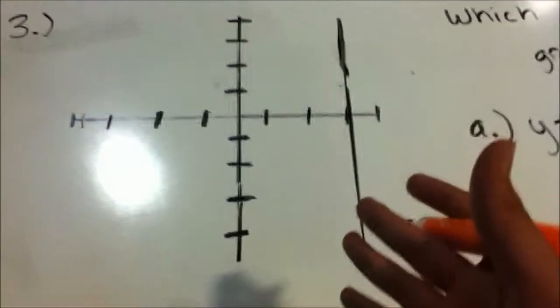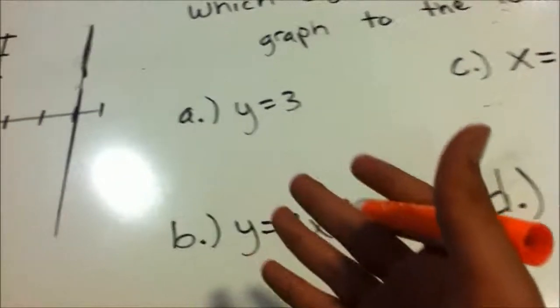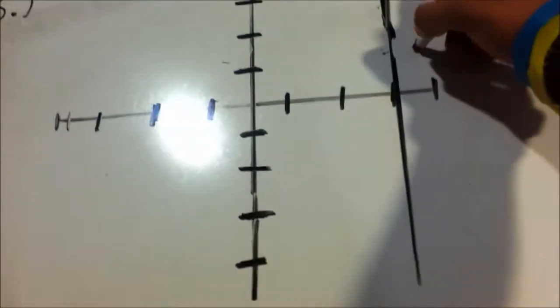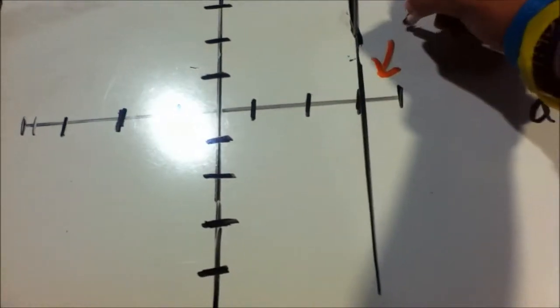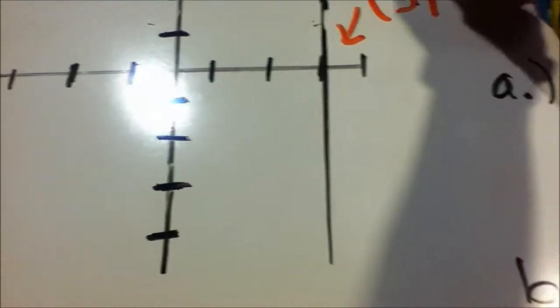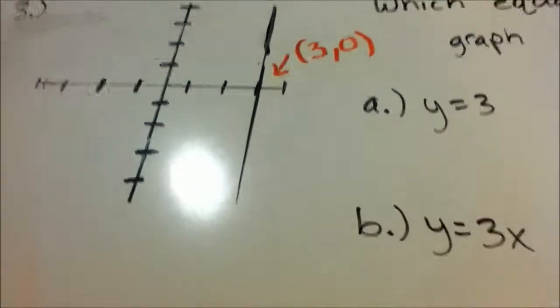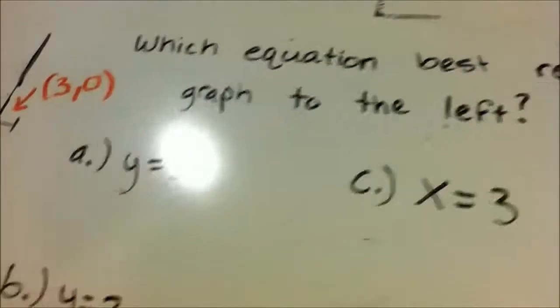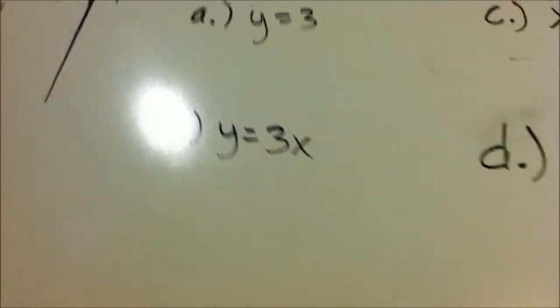Alright, so now we're on the third one. Same exact thing as the last thing we've been talking about, except you actually have a graph. We do know that this point is positive 3. (3, 0). Had a brain fart, my bad. Which equation best represents the graph to the left?